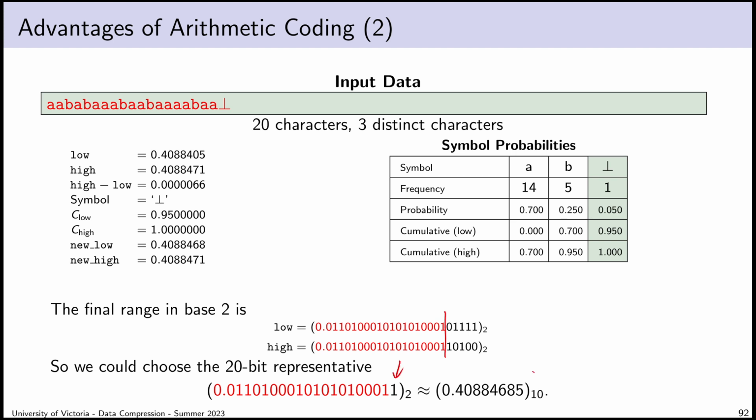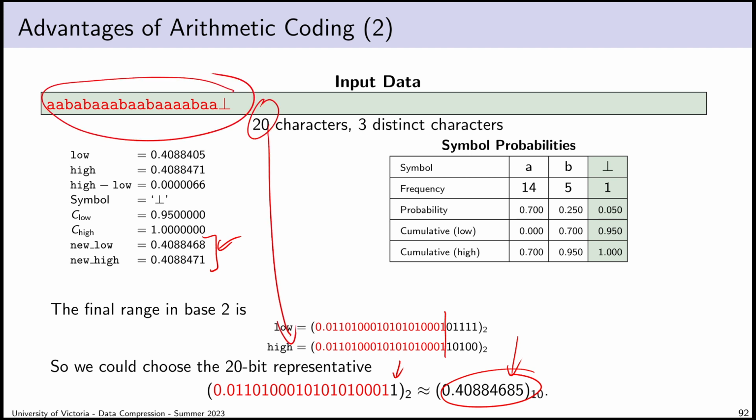And that ends up equaling, not that we care that much, 0.408846, which is in 4685, which is going to be in the range low-high. So I am able to encode this sequence in 20 bits. 20 characters get encoded in 20 bits. Now that looks like a miracle. That looks a little bit too good to be true.